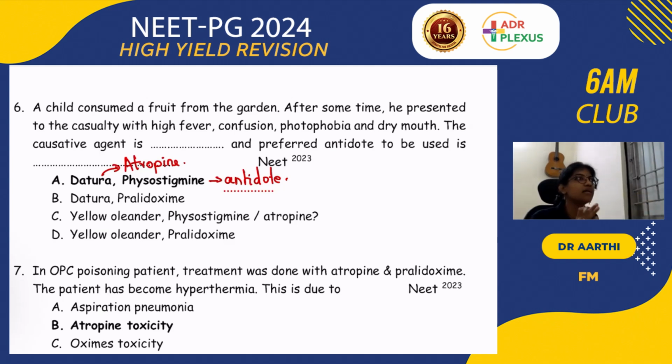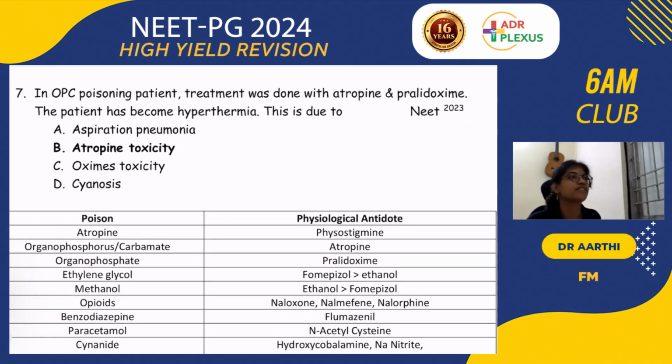Okay. The similar thing, if they have given you the word hypertension and high fever, then you can think about cocaine. Okay, hypertension is more classical with cocaine, but when they have given you fever and dryness of mouth, go with datura. Okay. Yes, OPC poisoning, treatment done with atropine and pralidoxime. The patient becomes hyperthermic, hyperthermia, right? Again, you see it in atropine, right?